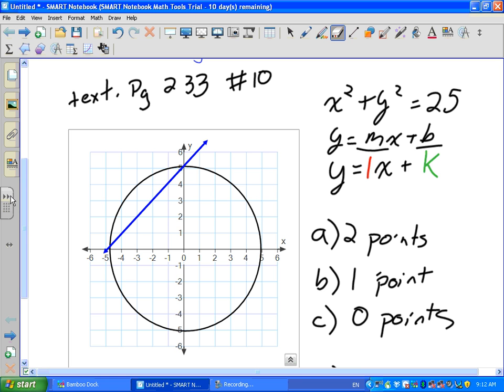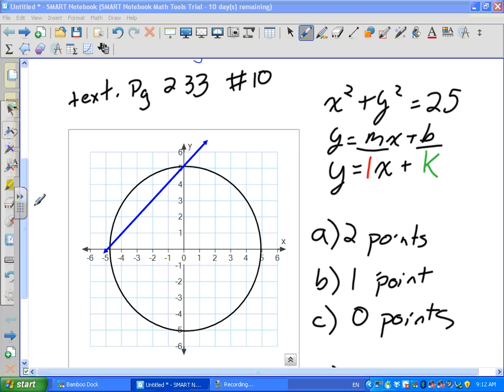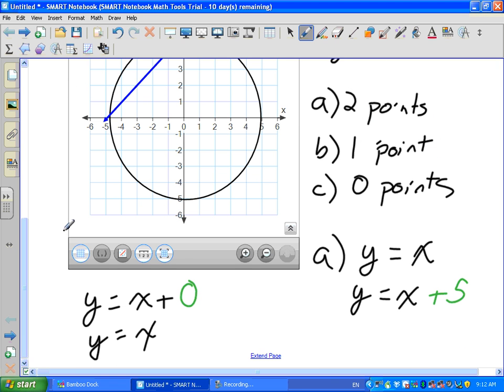Okay, so we'll get rid of that. How many times does this line intersect the circle? Twice. So once again, it falls under an answer for A, B, or C. A, that's what I was looking for. A, intersected twice. So here's another one of our answers. We have y equals x, y equals x plus 5.